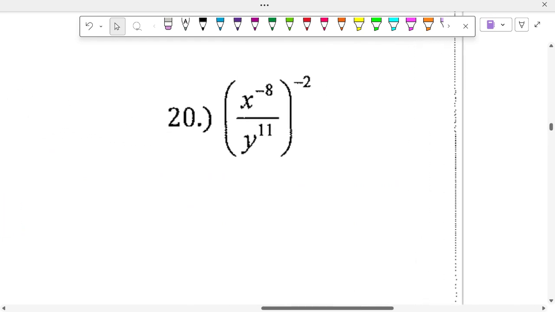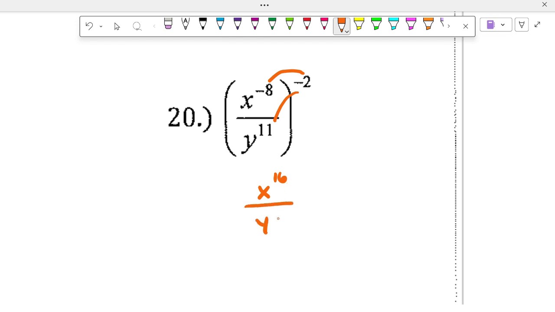So again, what do you guys think I'm going to do first? Power rule. So I'm going to multiply to both bases. So I would now have x raised to the what? Positive 16th over y to the what? Negative 22. So now what do I do? Move the y to the 22 to the top. This is x to the 16th, y to the 22.